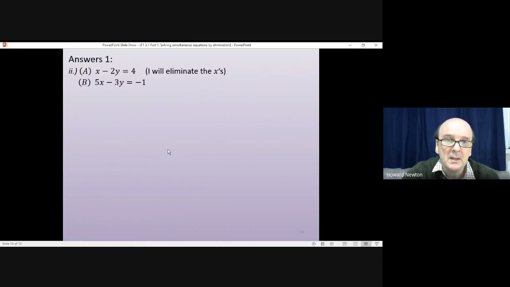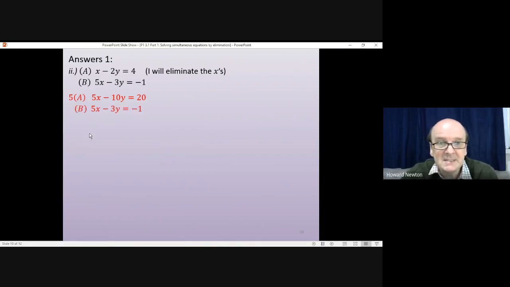Okay, the second question. This time I've said I'm going to eliminate the x's. Well, I've got 5 in the second equation, 1 in the first equation. The easiest thing to do is to multiply the first equation by 5. If I do that, I'll get 5x minus 10y is 20. I'm going to leave equation B as it is.